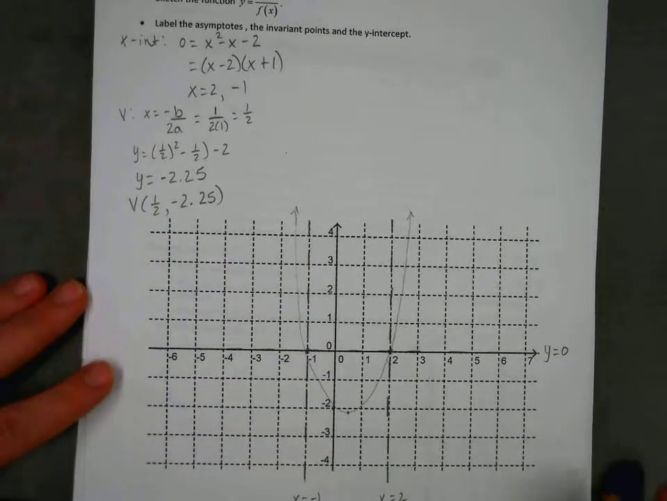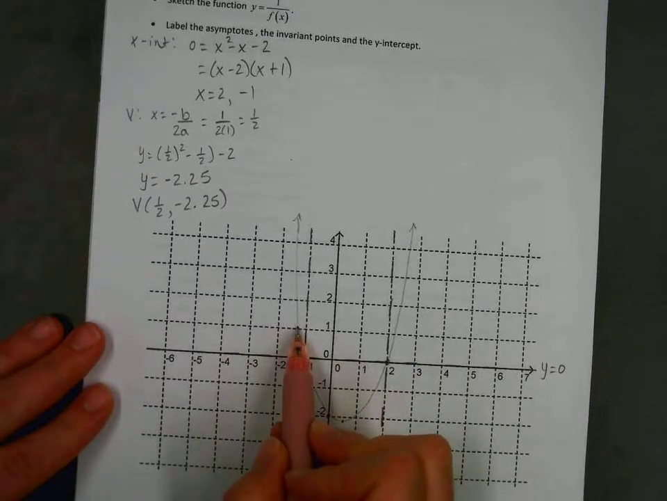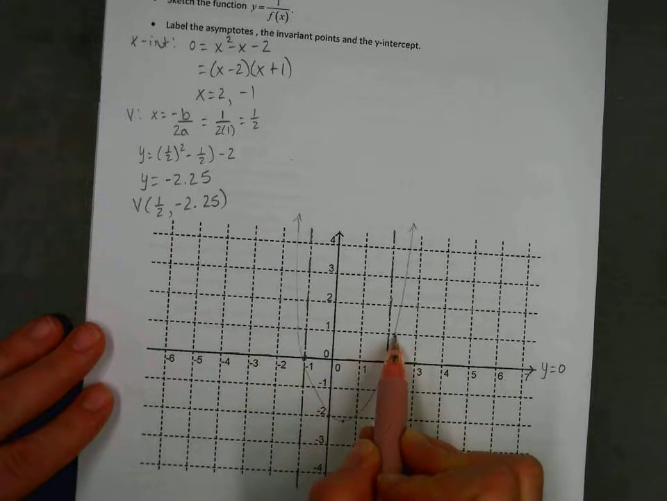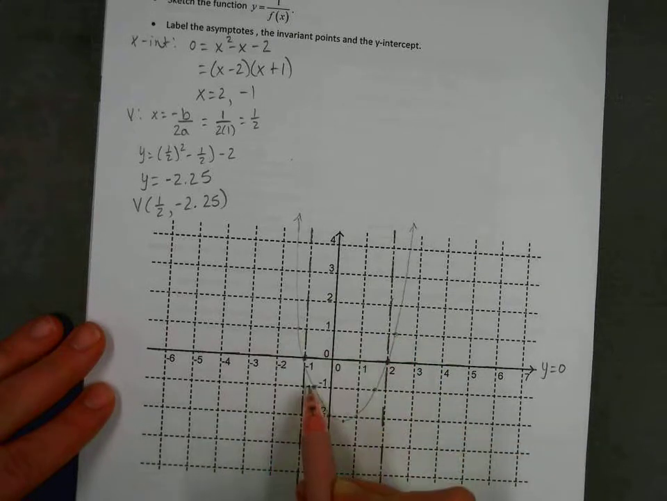All right, so now I want to identify my invariant points. If I look at my graph, your invariant points will always occur when your y value is 1, so approximately here, here, negative 1, and negative 1. So we have 4 invariant points.